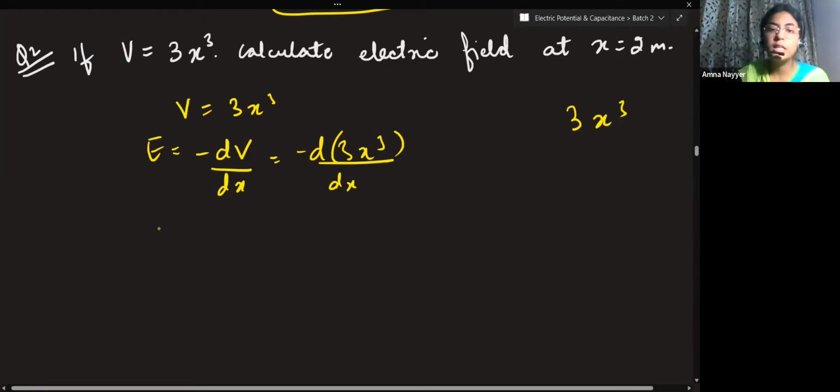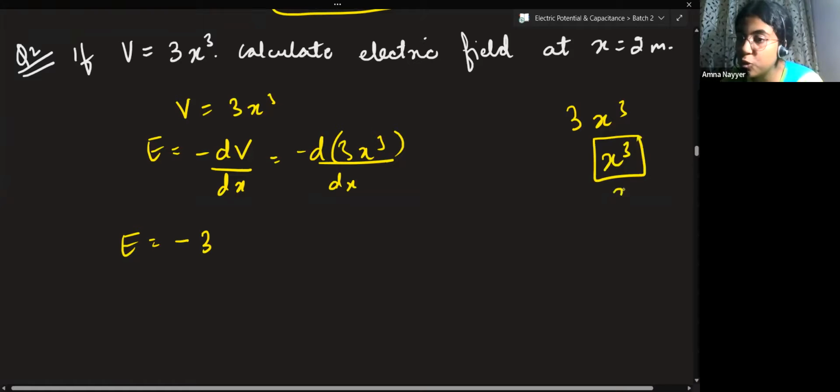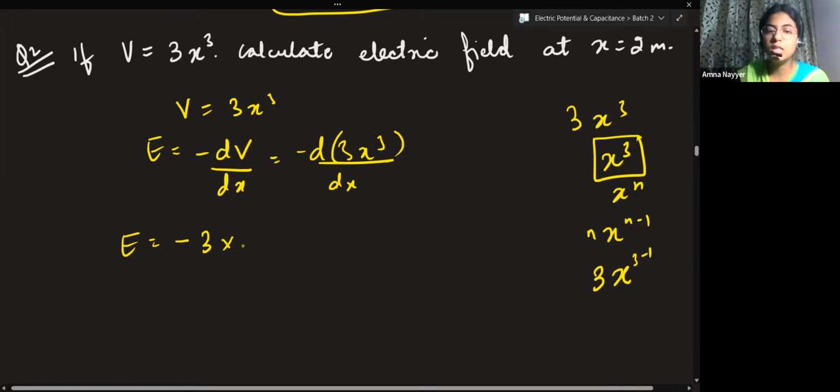3x cube. 3 is a constant term that will come out. You have to now differentiate x cube. The derivative of x to the power n is n x to the power n minus 1. N is 3. So this becomes 3 x to the power 3 minus 1, which is 2. So electric field comes out to be minus 9x squared. This is your electric field.